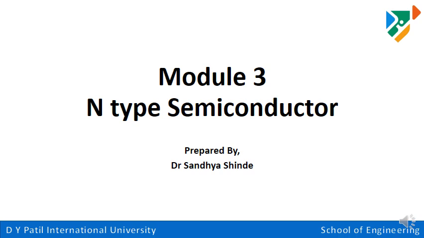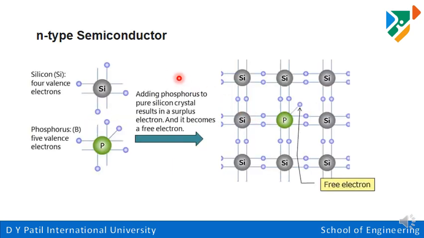Hello friends, today we will see our next topic, that is N-type semiconductor. In the previous module we covered how the P-type semiconductor is formed. In P-type semiconductor we use the acceptor impurity, that is nothing but the trivalent impurity. But to design the N-type semiconductor we are going to use the donor impurity.